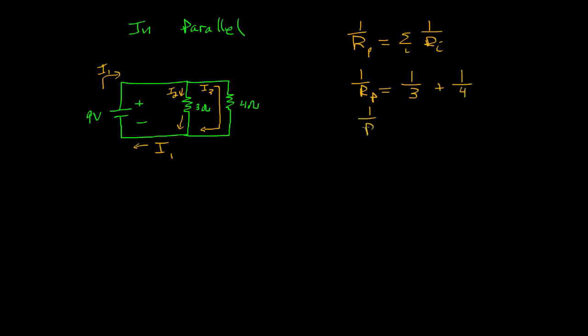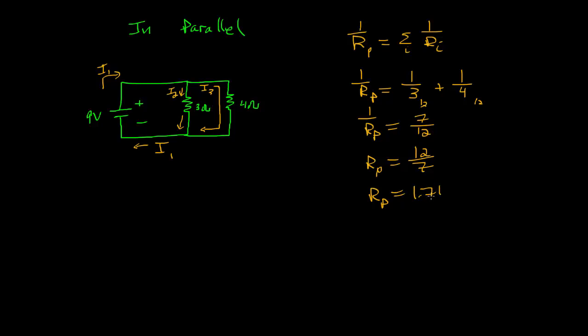So we get 1 over Rp is equal to, let me think, 12 and 12. So that's 4 plus 3, 7/12. The thing is that this is 1 over, so we need to invert this. So my equivalent resistance for the parallel is going to be 12 over 7, which is 12 divided by 7, 1.71. So we get an equivalent resistance of 1.71.